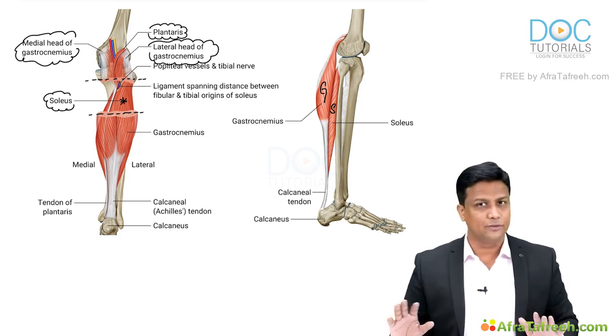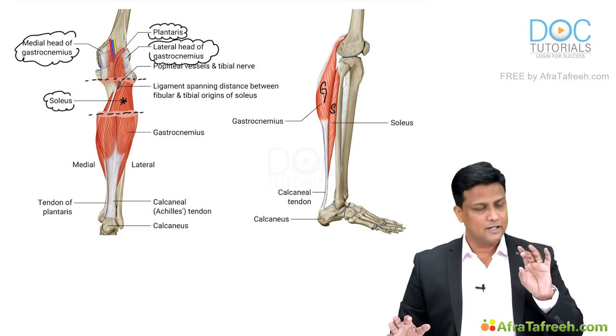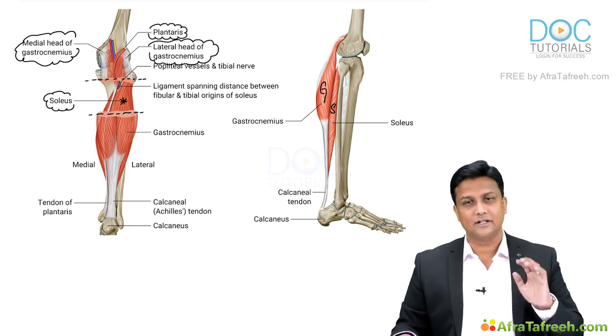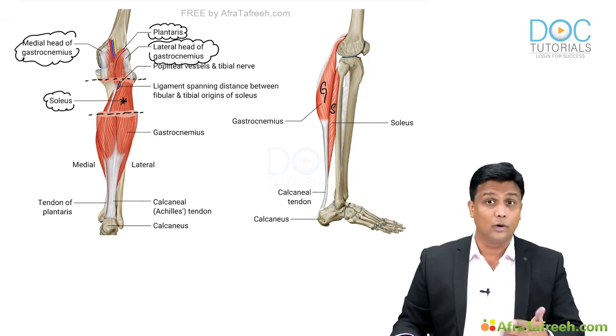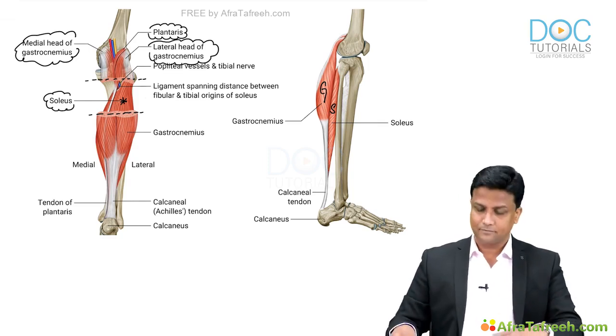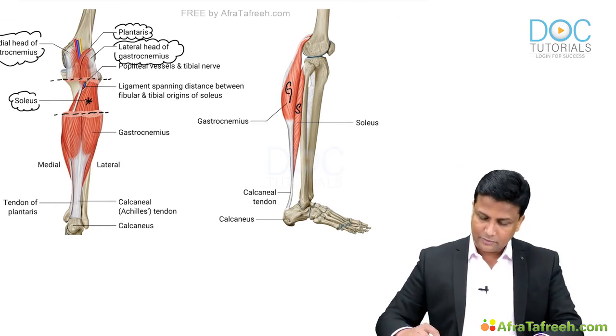So we are now done with the superficial layer. Gastrocnemius, soleus and plantaris, these three muscles are present in the superficial layer. Now sir, what about the deep layer? How to make it easy? Welcome here. I will help you in making that easier.